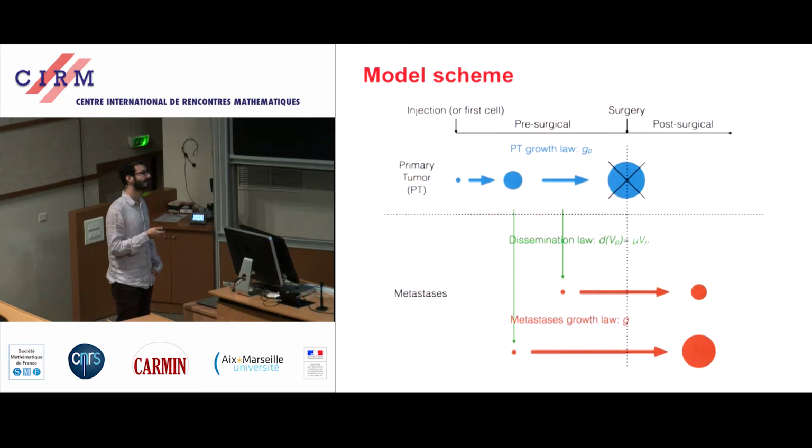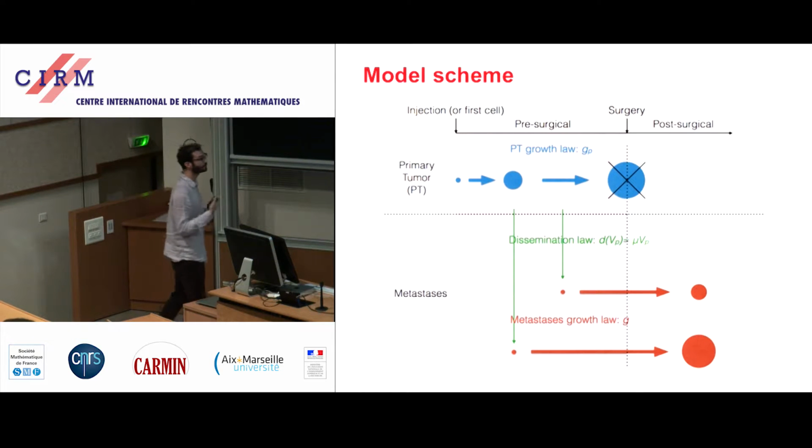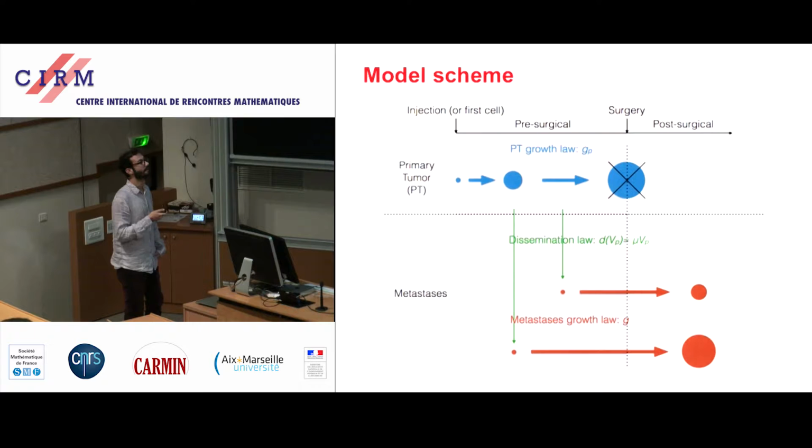Okay? Then the metastases grow themselves according to a growth law, which may or may not be the same as the primary tumor growth law. So one of the questions that we might be interested in could be to decipher if the growth flow of the primary tumor is the same as the growth flow of the metastasis, and to identify suitable growth flows that could be able to describe data.